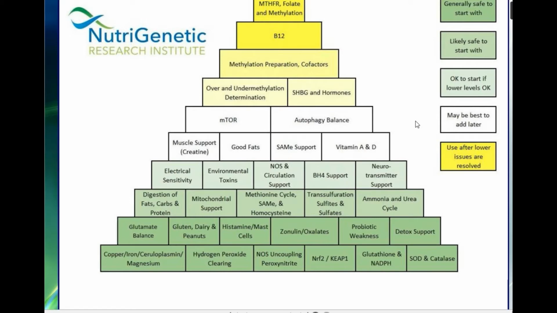So that's pretty much a really, really quick overview of that NOS uncoupling and peroxynitrite and why it's so important and how it's connected to some of these other areas, and how these bottom three rows really are the whole foundation, because they are so tightly connected. But that's where we really need to start, especially whenever we have those MTHFR genes or really any of those genes.